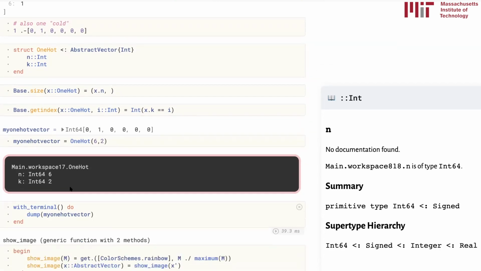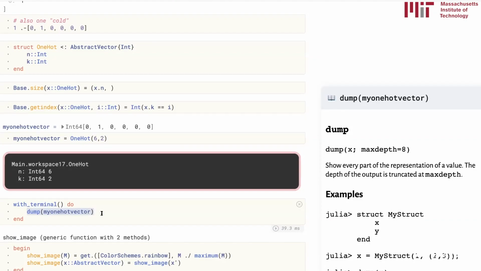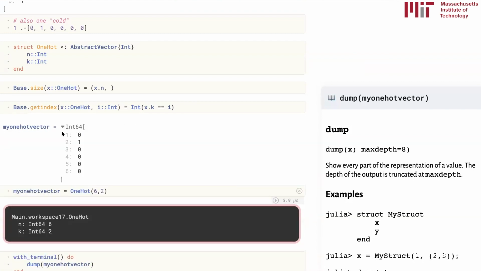Now, on the next cell, I do a dump of my one hot vector. This lets me see inside. And of course, you could see that the dump shows you that only the two numbers are being stored, 6 and 2. So don't let the printing fool you. Well, maybe it's meant to fool you. In your mind, you could think of it as a vector of length 6, right? You could think of it as the second column of a 6 by 6 identity matrix. But in fact, it is just stored with the numbers 6 and 2.